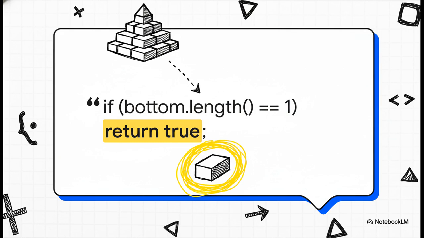It's just asking, hey, is our current row down to just one single block? If the answer is yes, that means we made it. We built the pyramid all the way to the top, and the function can just yell true, and we're done.